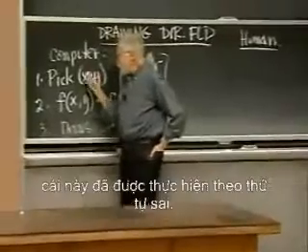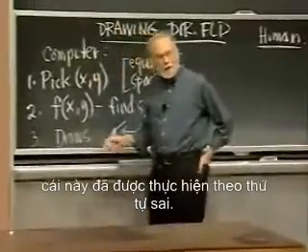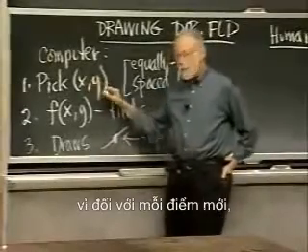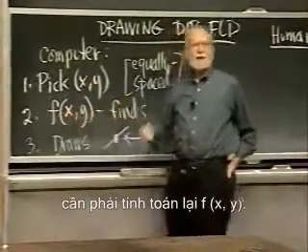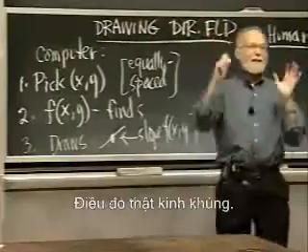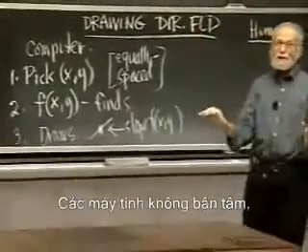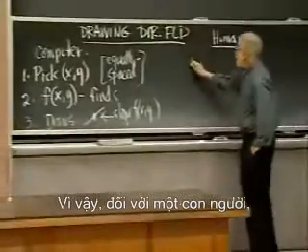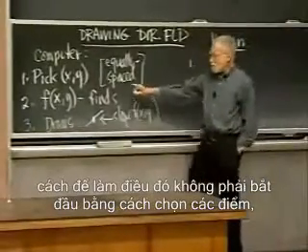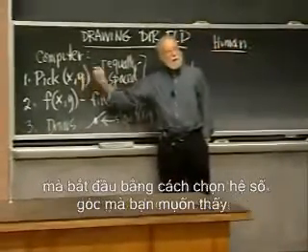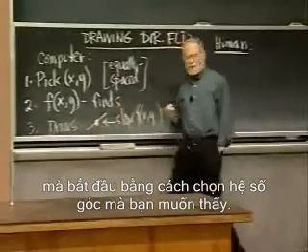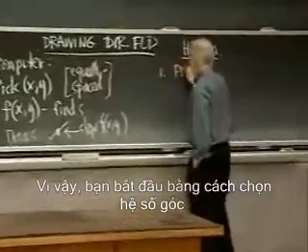From the human point of view, this stuff has been done in the wrong order. The reason it has been done in the wrong order is that for each new point, it requires the recalculation of f of x and y. That is horrible. A computer doesn't mind, but a human does. So for a human, the way to do it is not to begin by picking the point, but to begin by picking the slope that you would like to see.